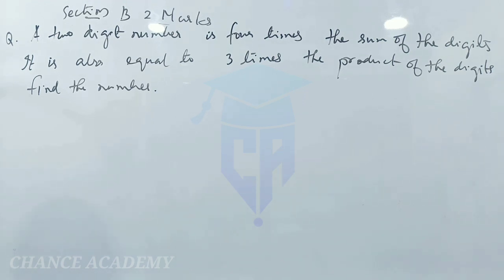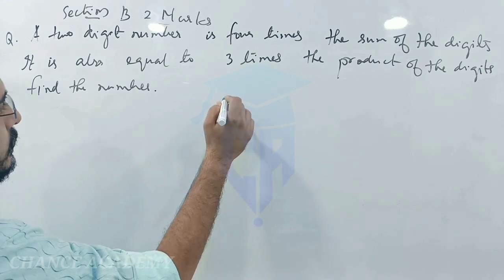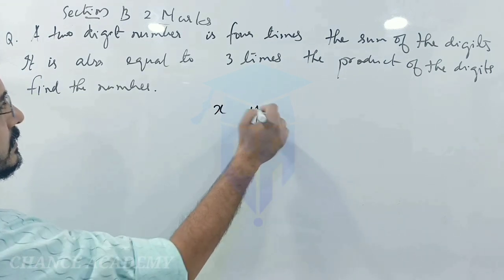In this, we'll be starting with a question from linear equations in two variables. So the first question: a 2-digit number is 4 times the sum of the digits. It is also equal to 3 times the product of the digits. Find the number. Since it's a 2-digit number, it will have 1 digit in the tens place and 1 digit in the ones place.